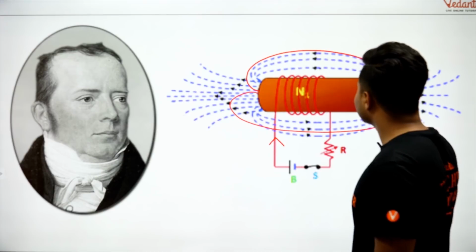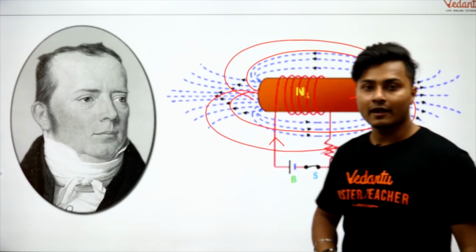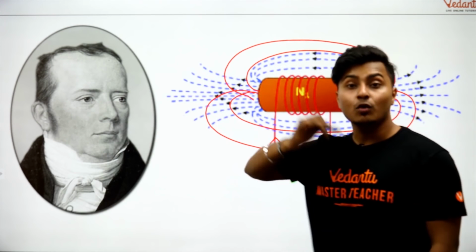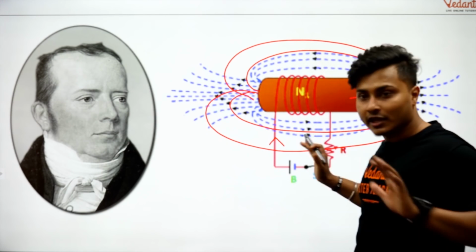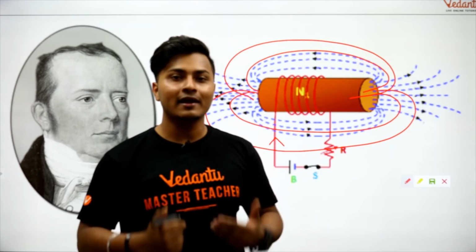So he said the same thing, but in the opposite way as compared to Faraday. Faraday from magnetic to electric, Ørsted is telling from electric to magnetic, it's possible. You don't have to change anything. You just allow the current to pass through in the coil and it will give you magnetic field.